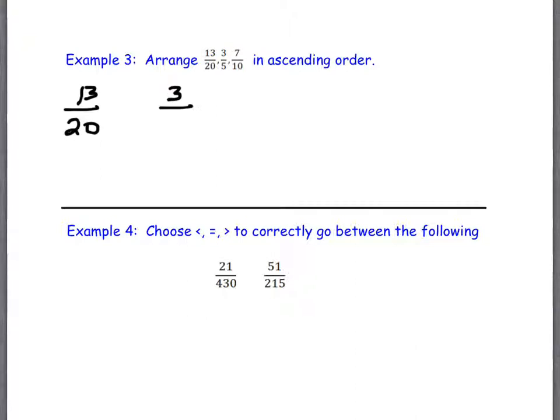What can I do to the 3 over 5 to change it into having the same denominator as the 20? All right, multiply by 4. So what is this fraction? Good, 12 over 20.